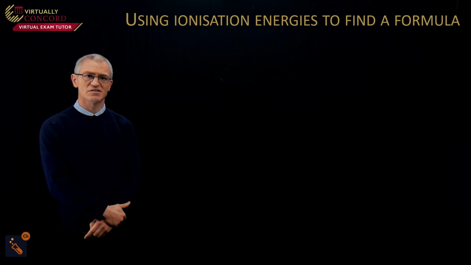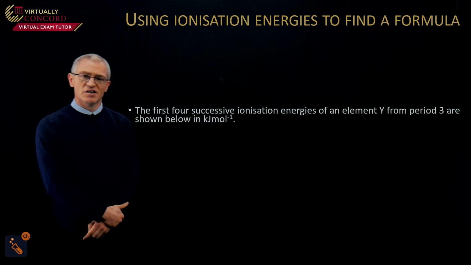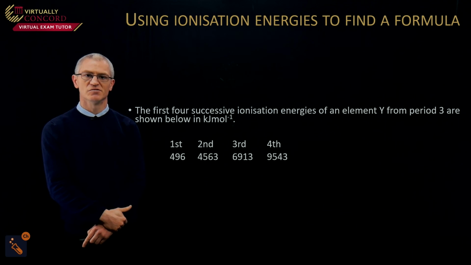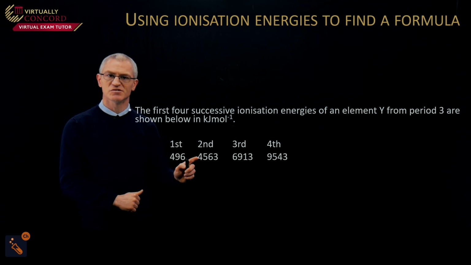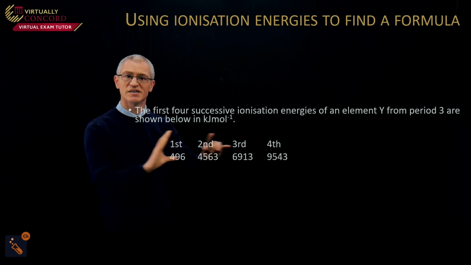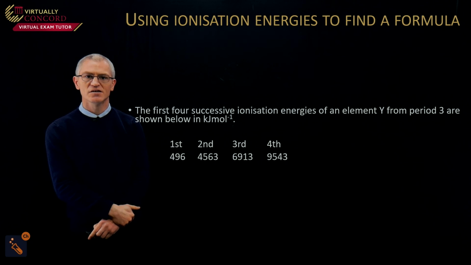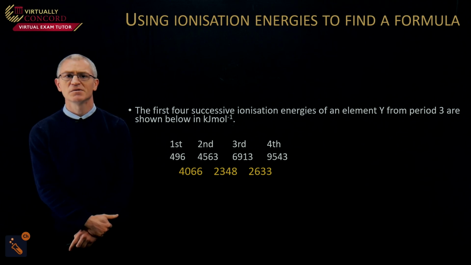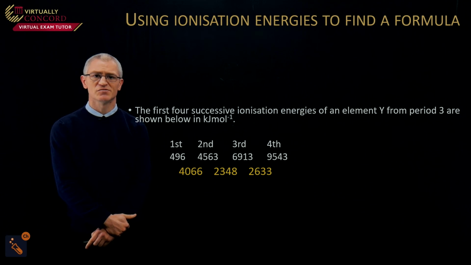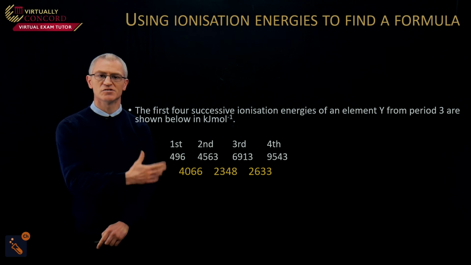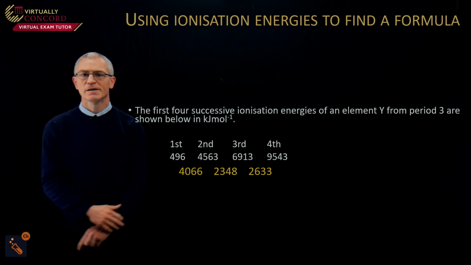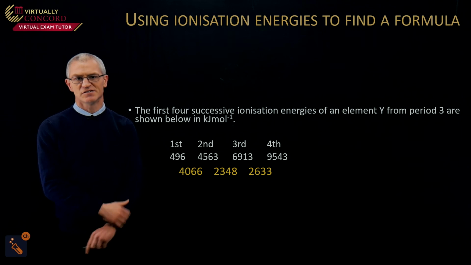Now, our final question is using ionisation energies to find a formula. Again, a common question. The first 4 successive ionisation energies of an element Y from period 3 are shown in kilojoules per mole. We're going to use the same technique that we used before. We're going to look at the differences, but I've just shown you that it can be presented in a different way and not necessarily a table. So what we've done now is just looked at the differences. I can see the difference between the first and the second is 4,000, whereas the difference between the third and the fourth is 2,350 and 2,600-ish. You can see that this is massively bigger than these two.